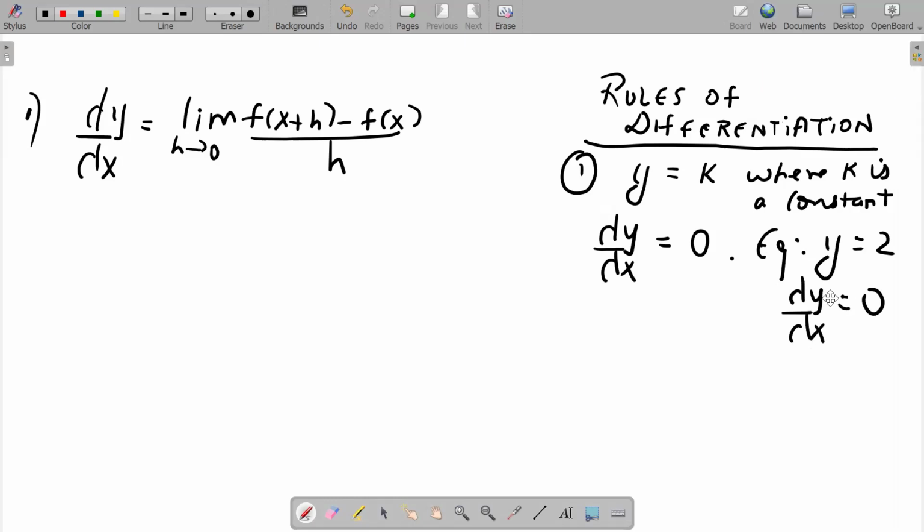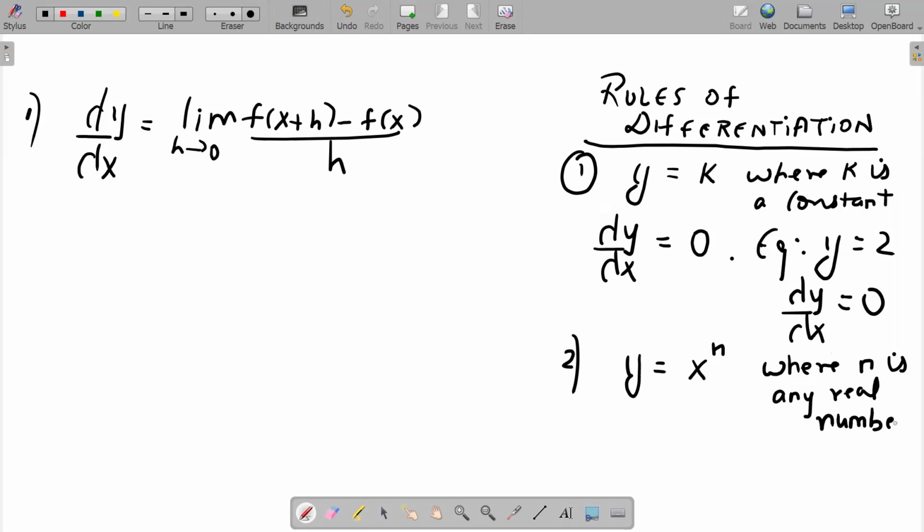The second rule is called the power rule of differentiation. So if I say that y is equal to x to the power n, where n is any integer, or I can even say any real number for that matter, n is any real number, then in that case, dy over dx is going to be nx^(n-1).